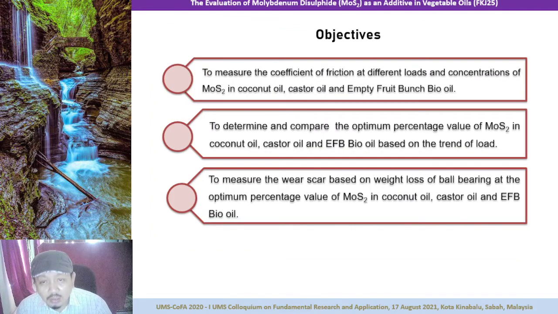So our objective is to measure the coefficient of friction at different loads and concentrations of molybdenum disulphide, in terms of weight percentage, in three oils. First is coconut oil, second is castor oil, and the third is empty fruit bunch bio-oil. The second objective is to determine and compare the optimum percentage value of molybdenum disulphide in coconut oil, castor oil, and EFB oil based on the trend of load. The last one is to measure the wear scar based on the weight loss of the ball bearing at the optimum percentage value of MoS2 in the coconut oil, castor oil, and empty fruit bunch bio-oil.